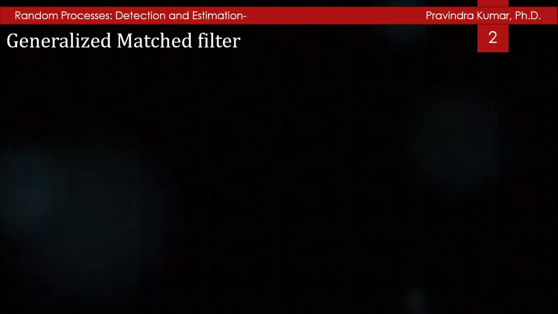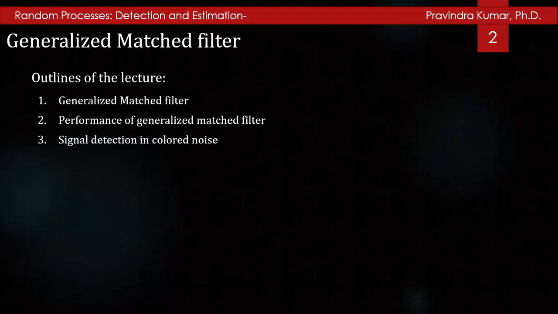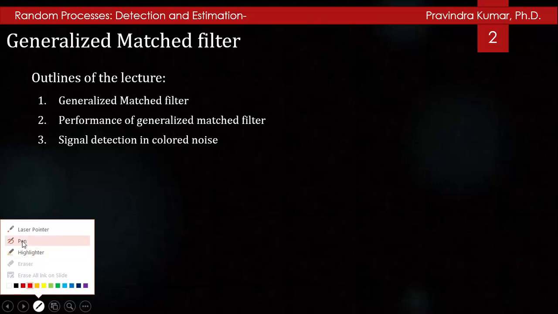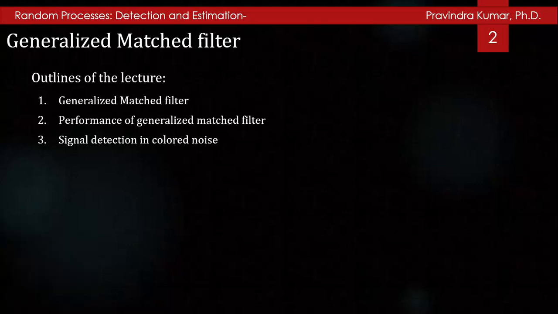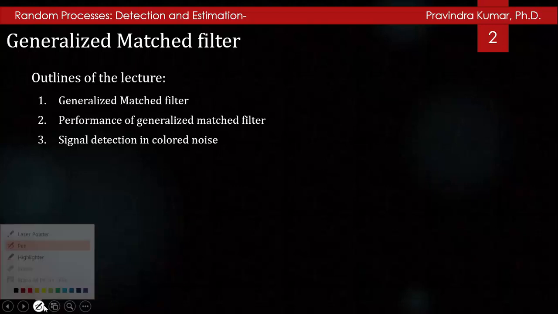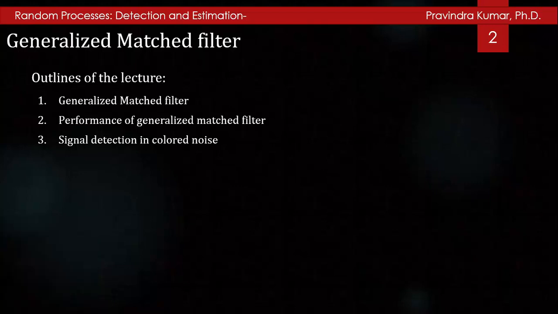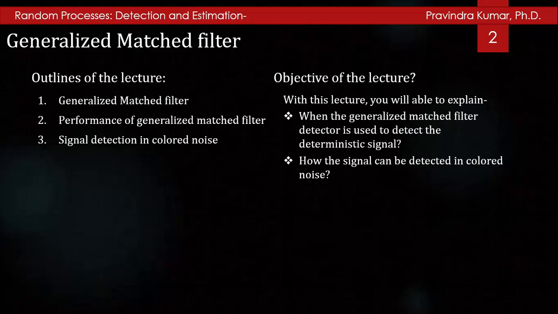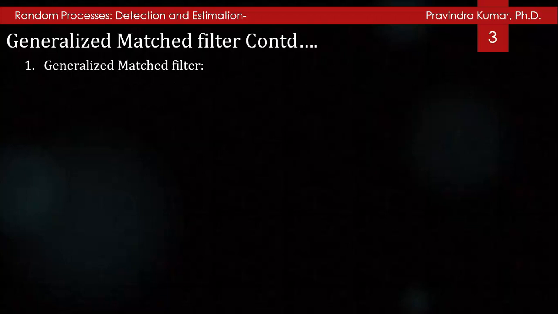The outline of this lecture is the generalized matched filter detector, after which we will discuss the performance of the generalized matched filter and signal detection in colored noise. The objective of this lecture is that you will be able to explain when the generalized matched filter detector is used to detect a deterministic signal, and how a signal can be detected in colored noise. Now we'll start with the generalized matched filter.